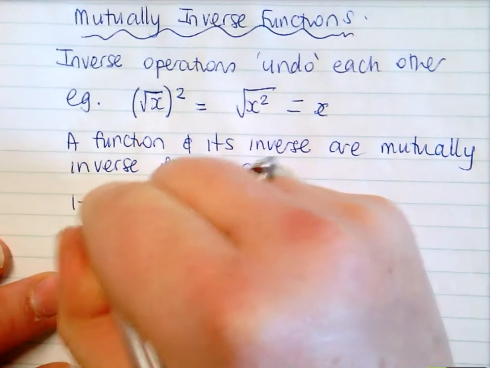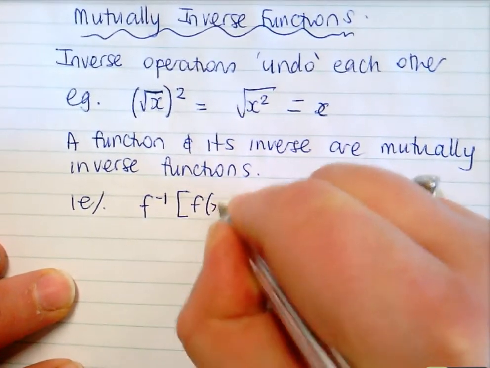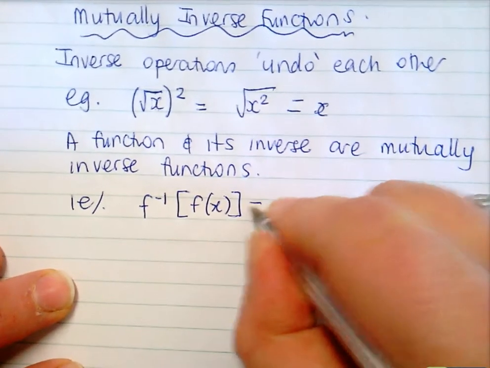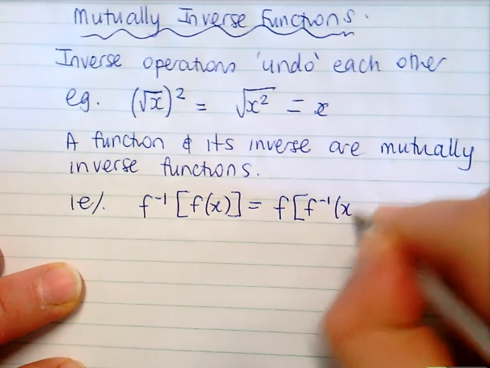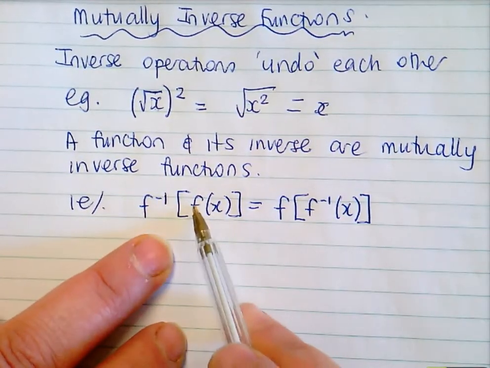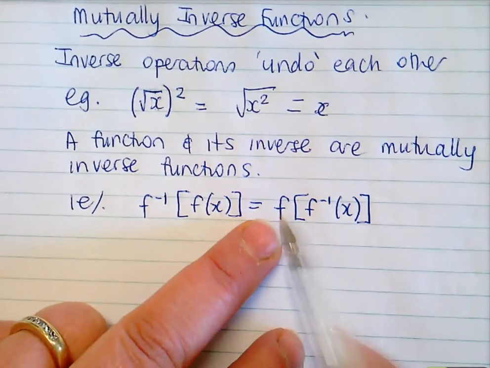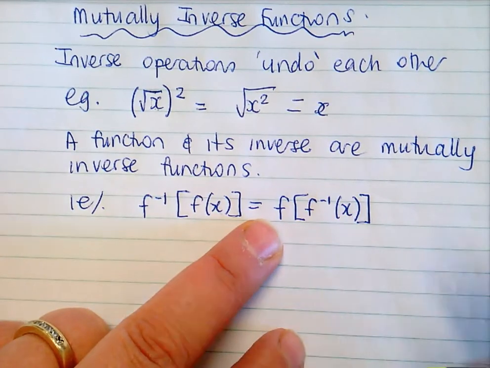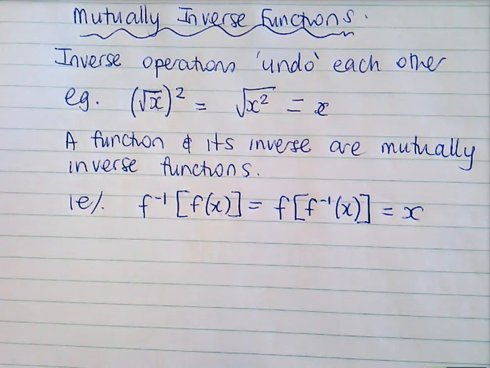That means that the inverse function of the function of x is equal to the function of the inverse function of x. So the inverse function of the function of x, you need to look at the screen, is equal to the function of the inverse function of x, which will equal x. Now, the best way to show this is if we do an example.